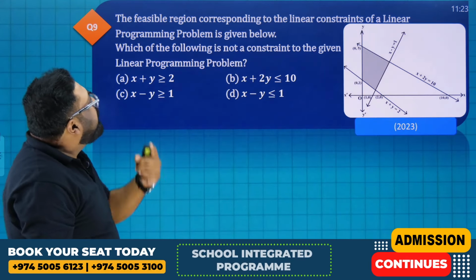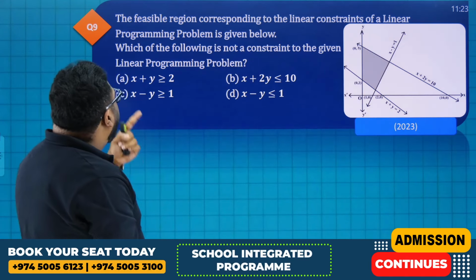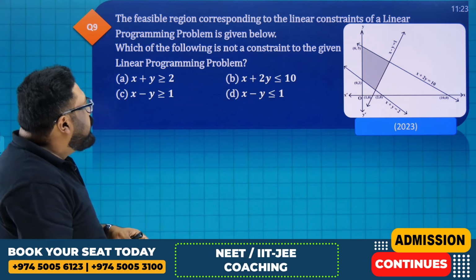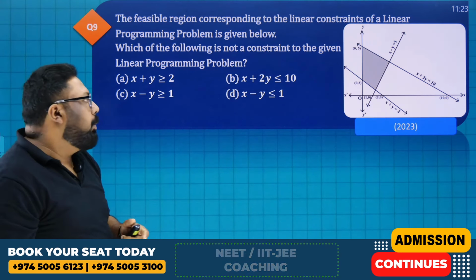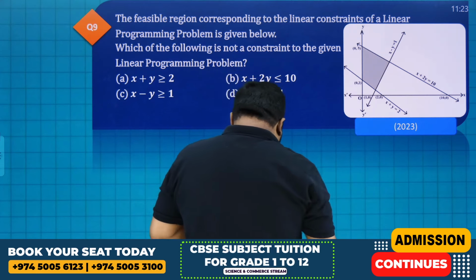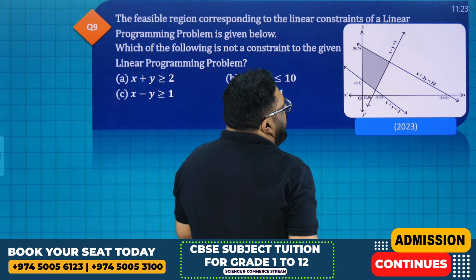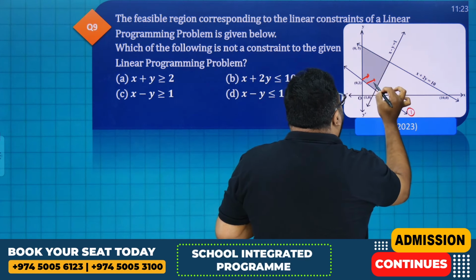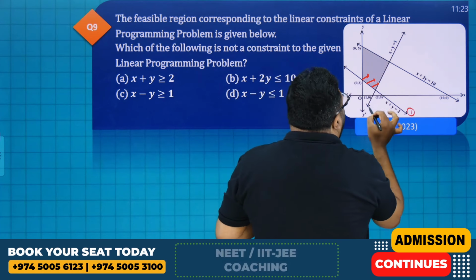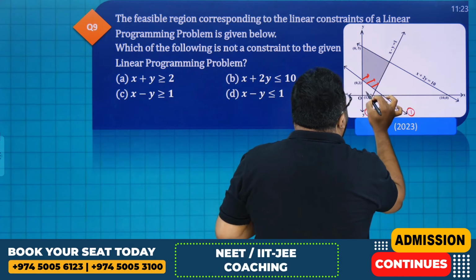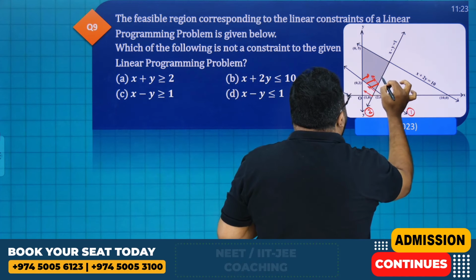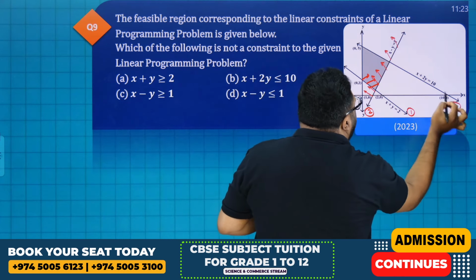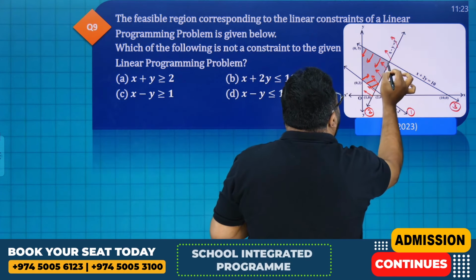Okay, next question. The feasible region corresponding to the linear constraints of the linear programming problem is given below. Which of the following is not a constraint to the given linear programming problem? So very clearly we can see that for each line, understand what is happening. Line number 1 says I should go above the line. Line number 2, I should go towards the origin. Do you see that it is going towards the origin? And line number 3 also says, let us go towards the origin.